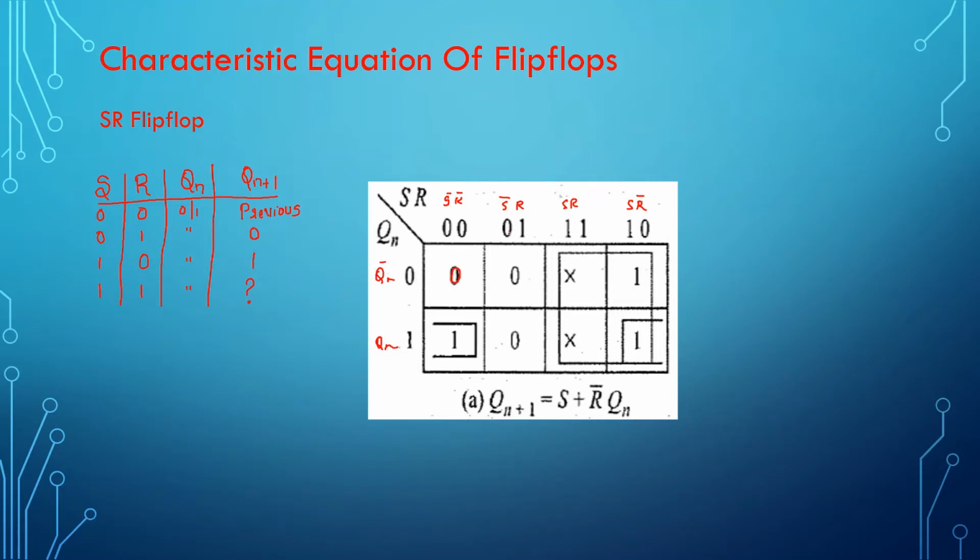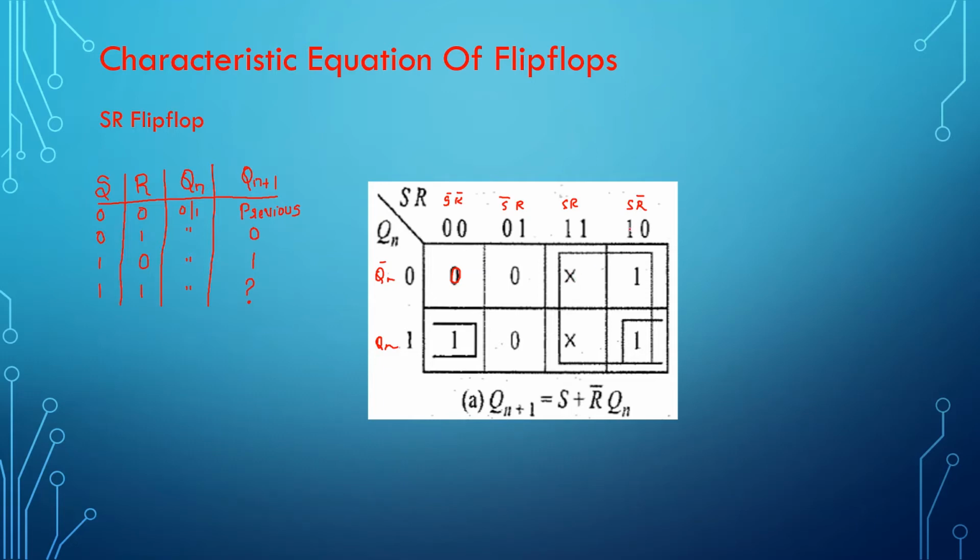If the input given is 0 and 1, and if the present data is 0, it is going to reset. Reset means it has to become 0. If the input given to the flip-flop is 1 and 1, and if the present data in the flip-flop is 0, it is going to define an illegal state or undefined state which cannot be written as 1 or as 0. So I'm going to write it as a don't care condition.